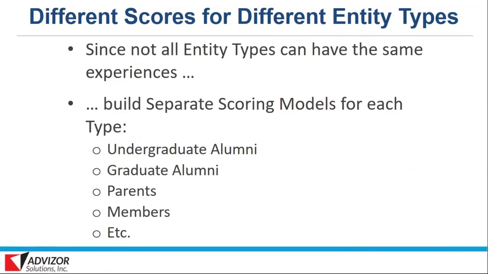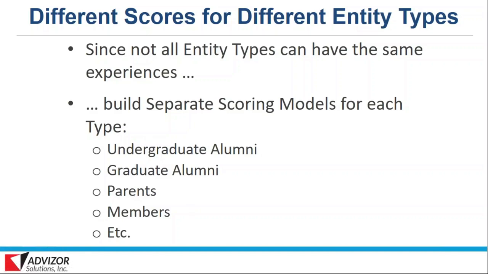The next thing on building these models is that not all entity types can have the same behavior. It's really important when you build a model that the people in the population have the potential to have the same behavior. For example, in higher education, undergraduate alumni and graduate alumni have different experiences. The undergraduates generally play sports, they can have student activities, they're going to be in fraternities. The graduates probably aren't doing all of that, and parents are going to be different yet, and so forth.